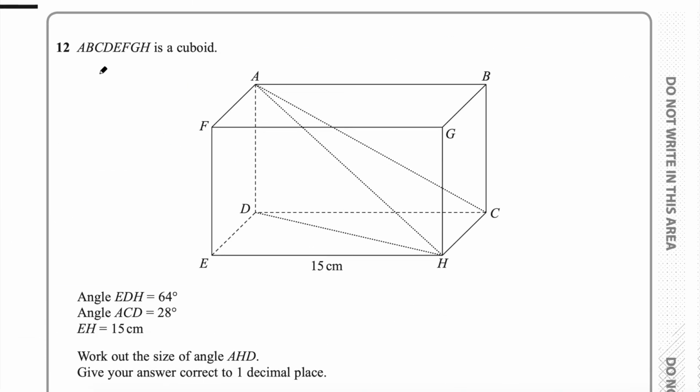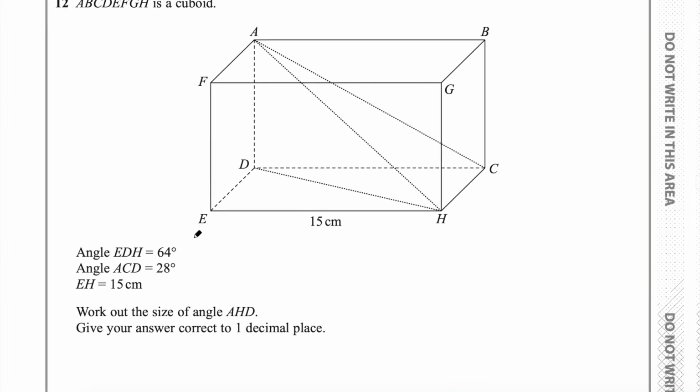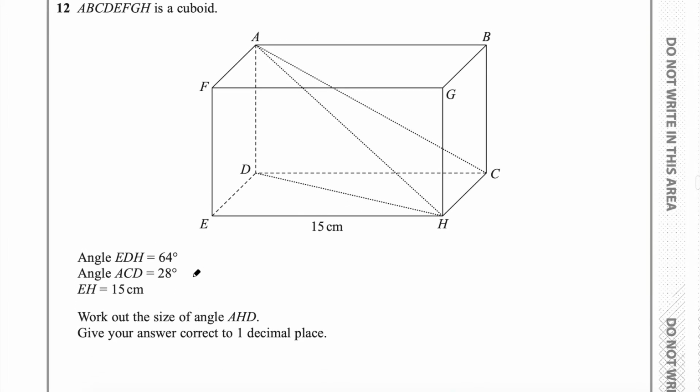Question 12 says A, B, C, D, E, F, G, H is a cuboid. Angle EDH equals 64 degrees, angle ACD equals 28 degrees, and EH equals 15 centimeters. Work out the size of angle AHD, give your answer correct to 1 decimal place. Okay, so they've labeled this side 15 centimeters. Angle EDH is in here.